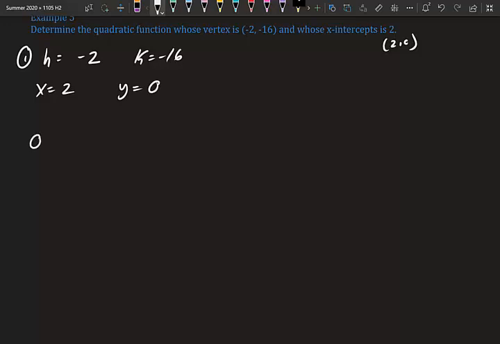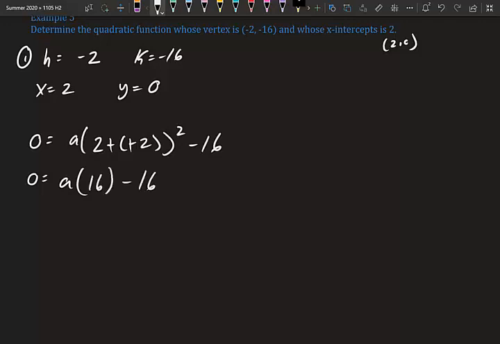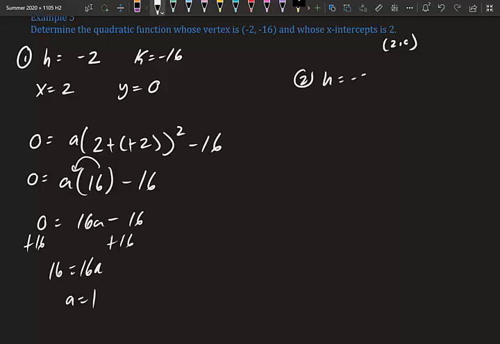So we have 0 equals a times (2 minus negative 2) squared minus 16. I'm just plugging it into the formula. So 0 equals a times, 2 plus 2 is 4, 4 squared is 16, minus 16. Distribute, so we have 16a minus 16, add 16. So we have 16 equals 16a, so a is 1. Now our second step is to plug in h, k, and a. When a is 1, it doesn't matter. When it's negative 1, it does, but when a is 1, you can forget about it.